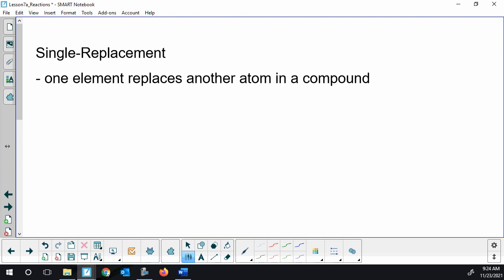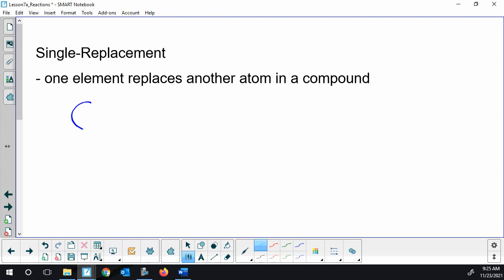Single replacement, and then we're going to do double replacement next. They're not opposites of each other, but they have similar patterns. Here we have an element, and it's going to replace an atom in a compound.